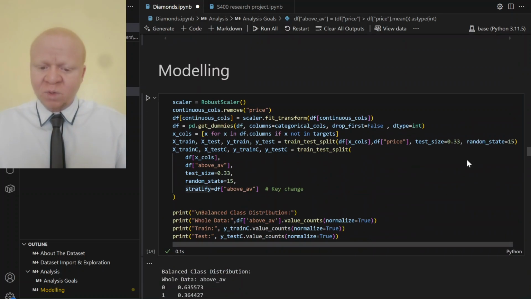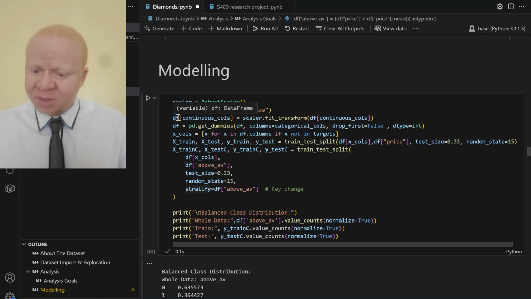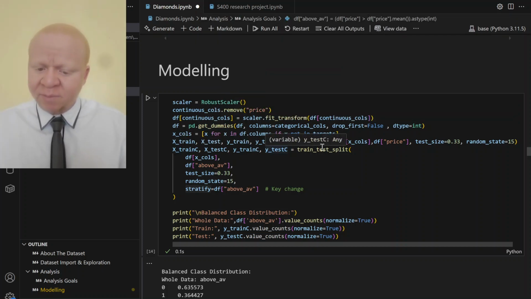Alright, moving on to modeling, let's get on to the good stuff now. Before I can model, we start by scaling our feature data, our continuous features, but from there I remove the price first just to ensure that I do not scale my price. But then after scaling, we also look at a train test split of my data set.